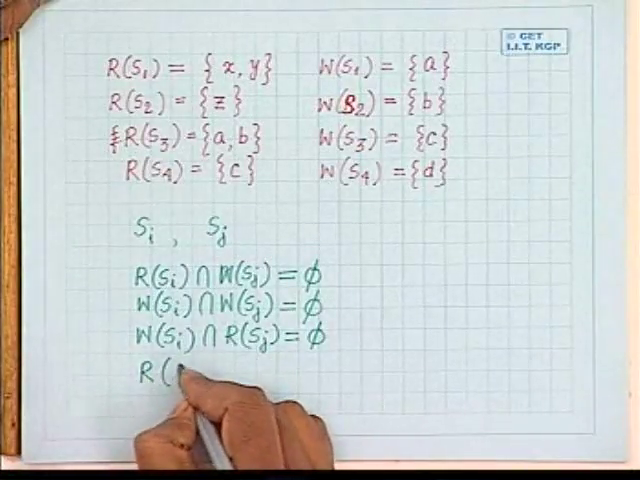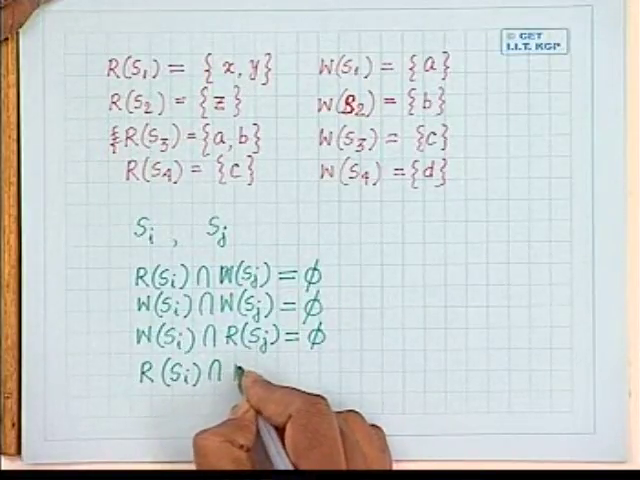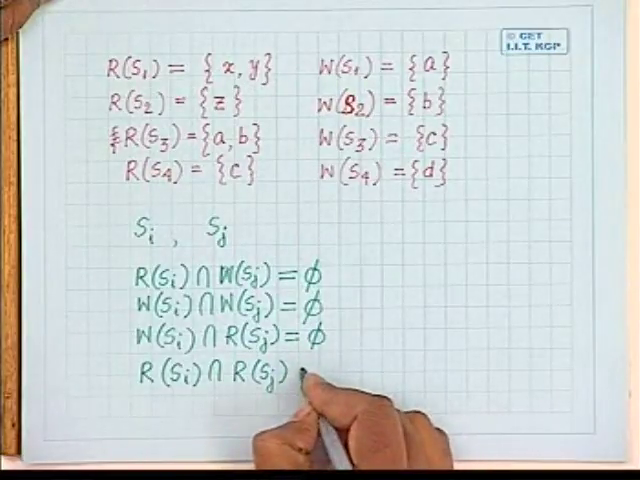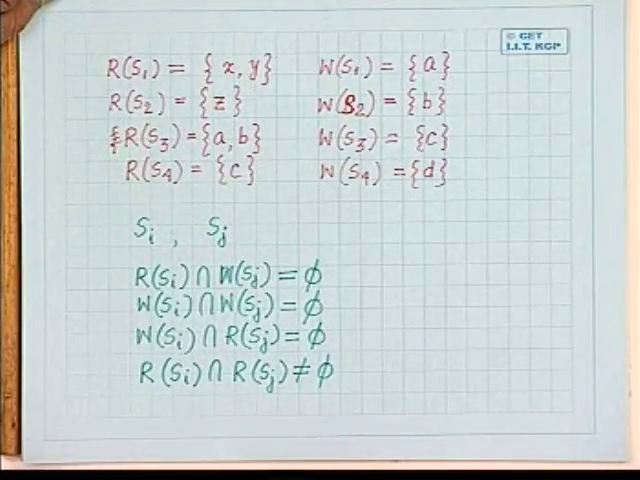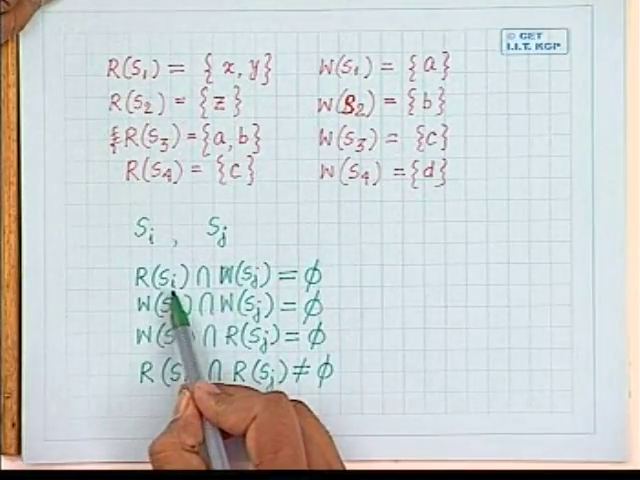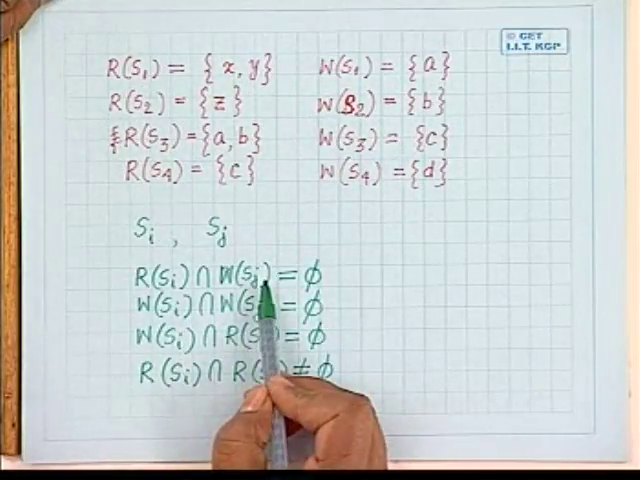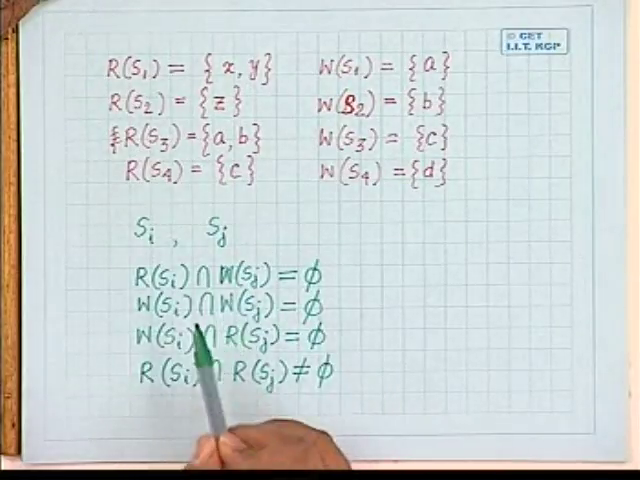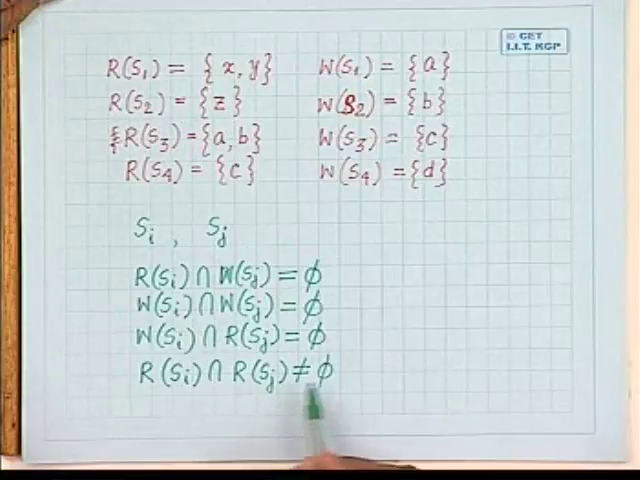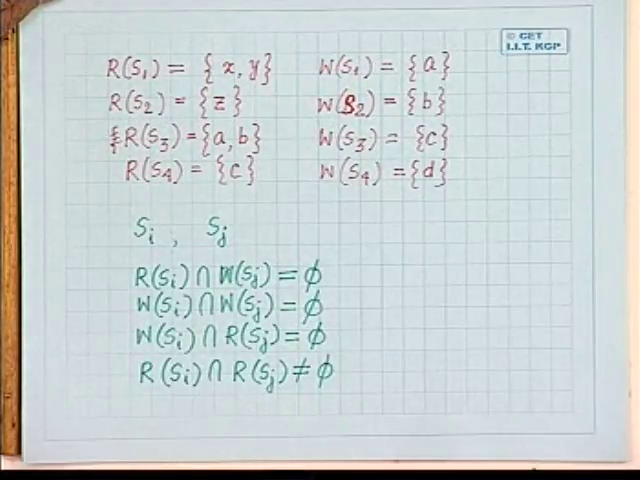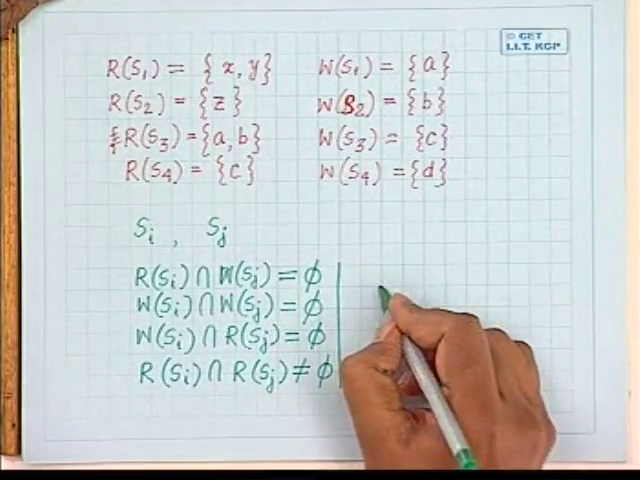However, if the read sets intersect, that does not prevent the two statements from executing concurrently. So, the read set of Si intersection with the read set of Sj may be null or it may not be null. Okay. So I must have the condition that the read set of any statement should not intersect with the write set of another statement, and the write set of any statement should not intersect with the write set of the other statement. However, if the read sets of the two statements intersect, this does not prevent us from executing S1 and S2 concurrently. So this will be the concurrency condition.